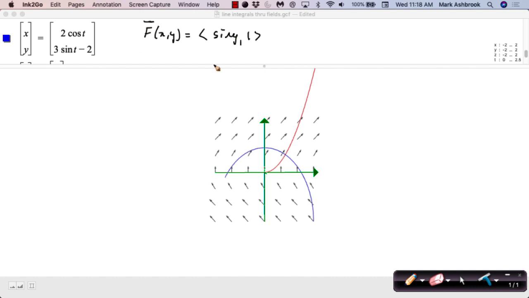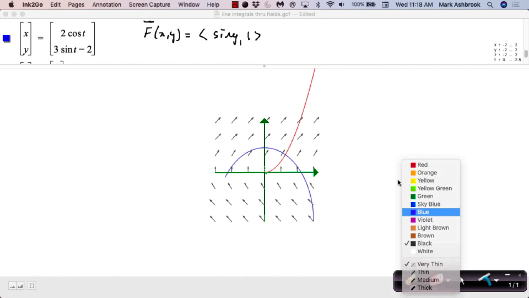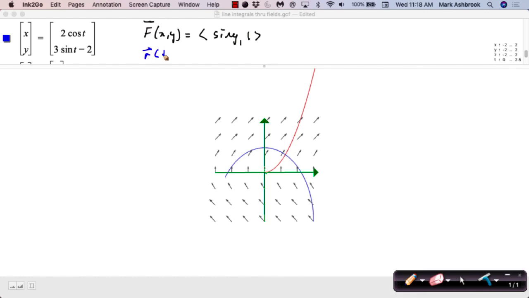And I have r(t) given, and it is 2 cosine t, 3 sine t minus 2. Okay, and then t is going from 0 to, so this is actually t equals 0 down here, and this is 2.5 over here. And I want to calculate the line integral of that.